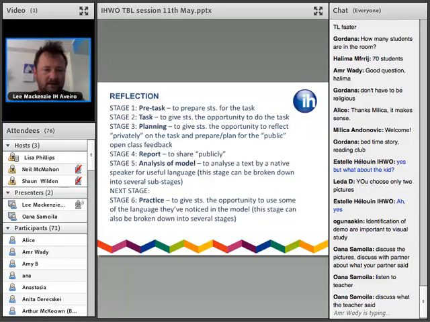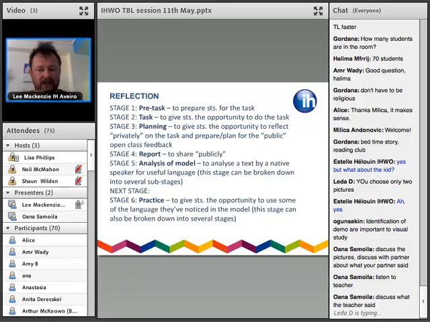The planning was very brief. It was basically feedback with your partner on how you performed, and then the report, moving from the private, which is the planning, to the public, which is the report, is where they shared their feedback on how they felt they performed during the task. And stage 5 is the analysis of the model.